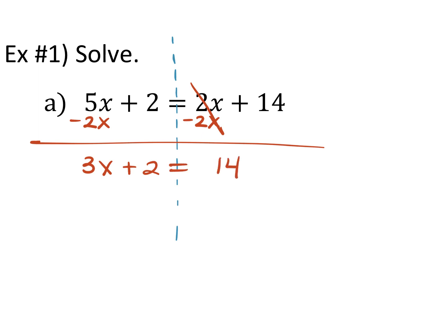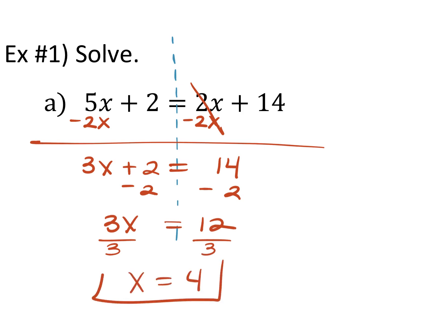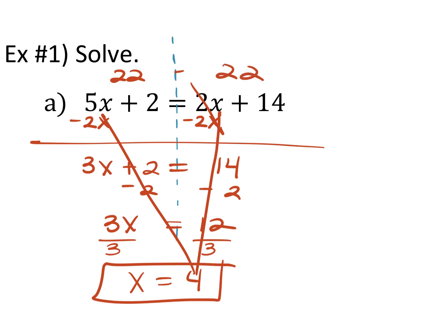Here's your equation. You're pretty much on to what you already know how to do now, right? We moved the variable to one side, and now it's just a 2-step equation. Take away the 2. So 3x equals 12, and then divide by 3. So x equals 4. How can you check your answer? Plug it in. 5 times 4 is 20 plus 2 is 22. 2 times 4 is 8 plus 14 is 22. There's an equal sign between. Is 22 equal to 22? Sure is. So then you know you got the right answer.